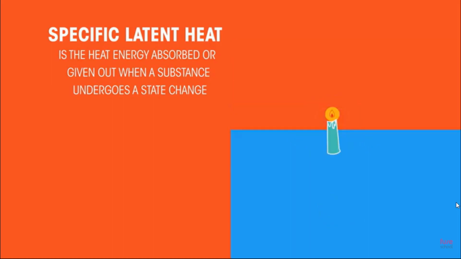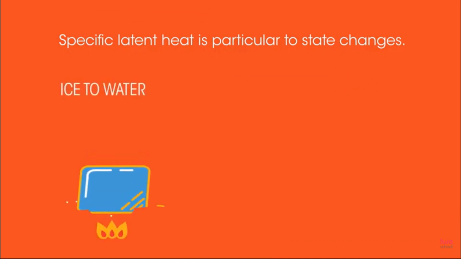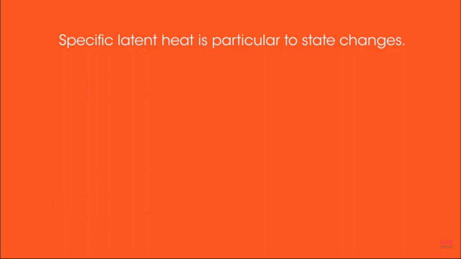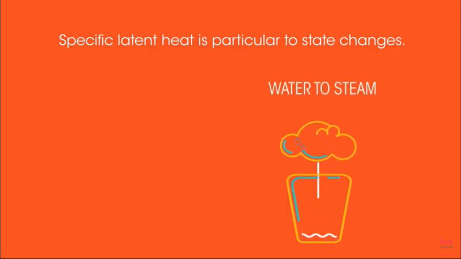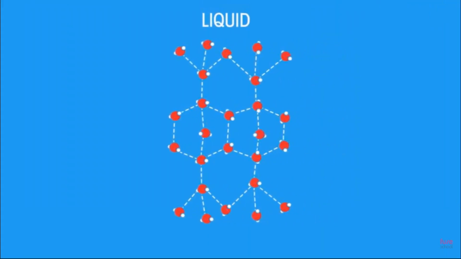Two key things to note. Firstly, that specific latent heat is particular to state changes, so the specific latent heat to change ice to water is different to the specific latent heat to change water to water vapor. And secondly, that there is no change in temperature during this change of state. It remains constant. The temperature will only change once the state change has completed. As I said before, the heat energy is not used to heat up the substance, hence no change in temperature, but instead used to make or break the bonds that hold the molecules together.